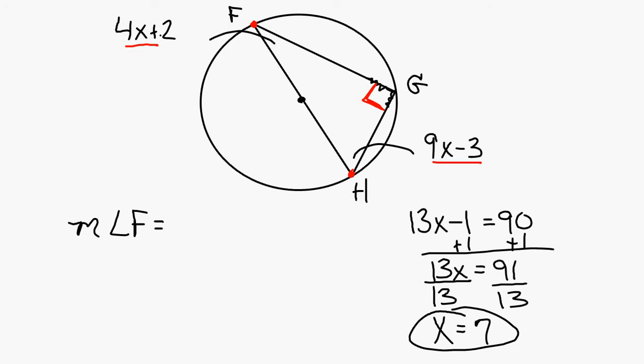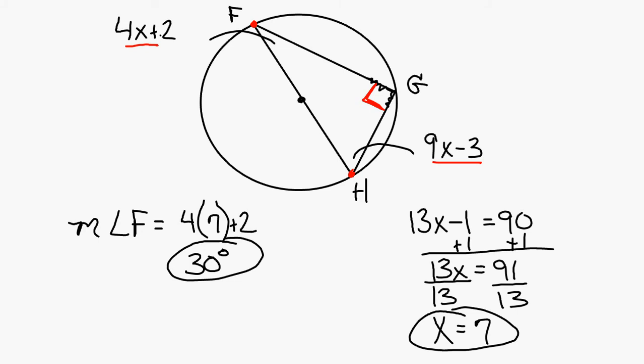So the measure of angle F is equal to 4 times 7 plus 2. 4 times 7 is 28 plus 2 is 30 degrees. There's your angle F. Everybody all right with that?